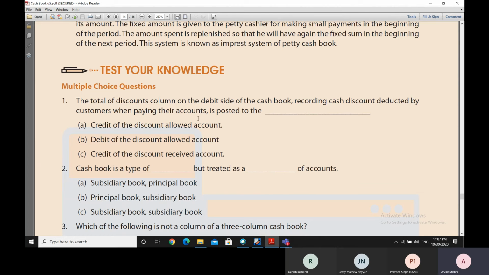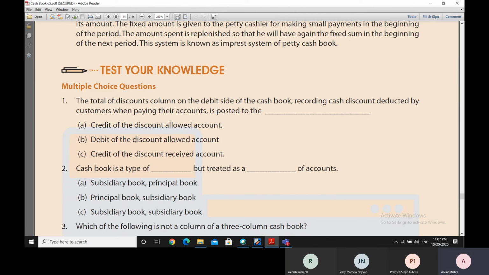Let's do a few multiple choice questions. The total of the discounts column on the debit side of the cash book, recording cash discount deducted by customers when paying their accounts, will be posted to the credit of the discount allowed column, or the debit of the discount allowed account, or the credit of the discount allowed account, or the credit of the discount received account.